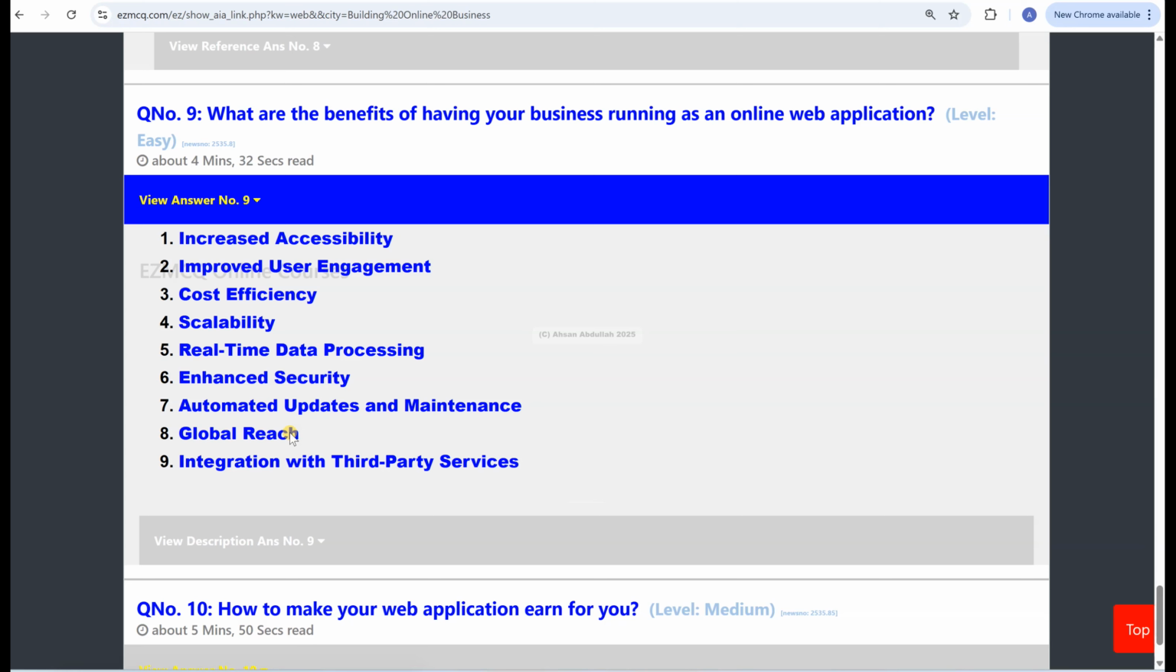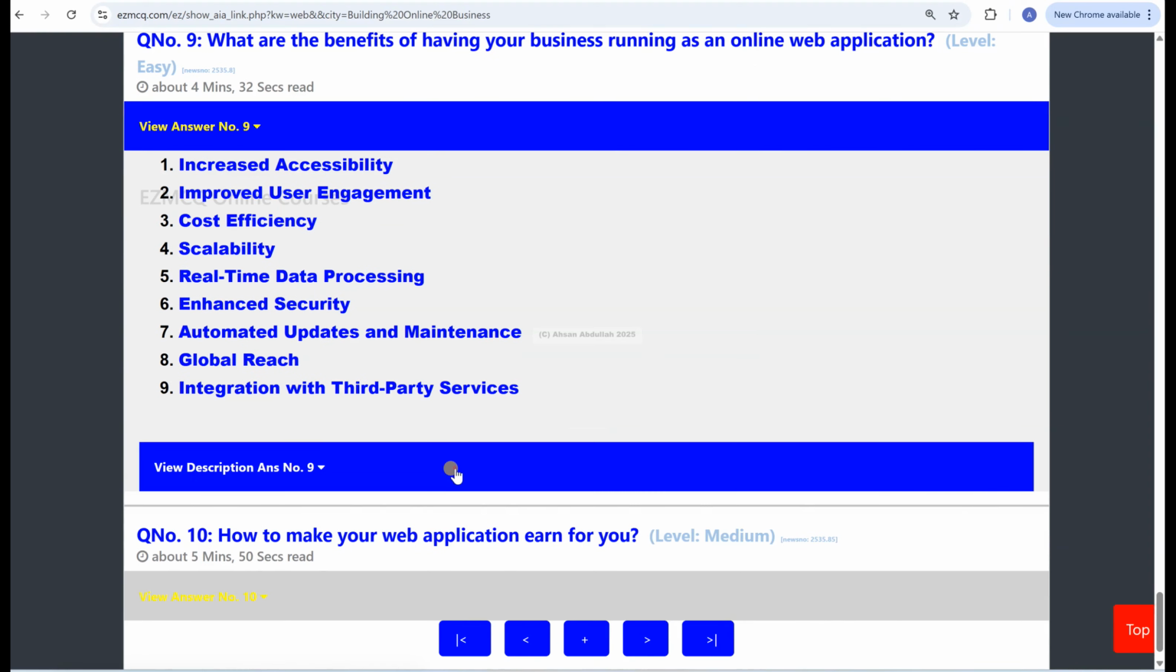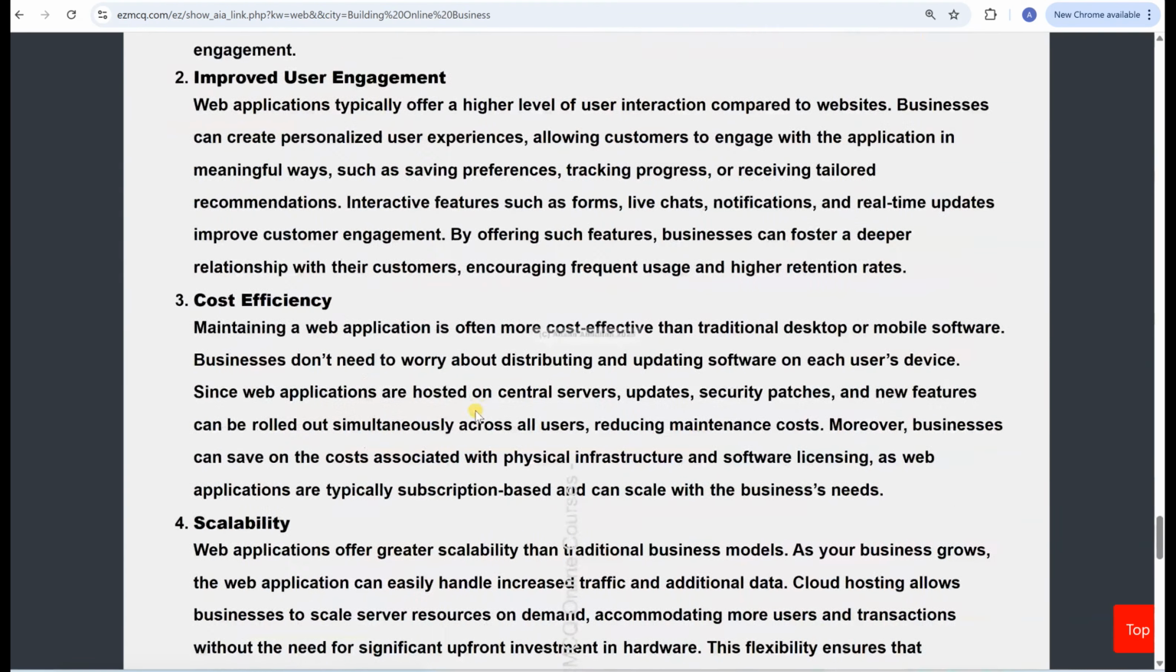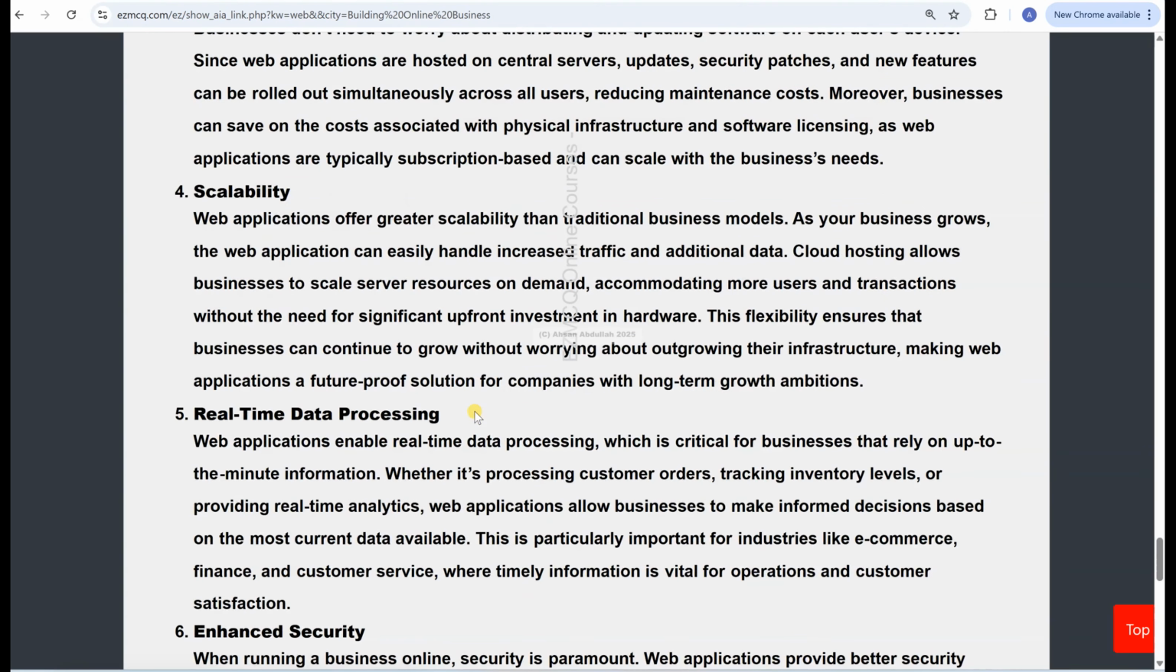Anybody can access your web application from anywhere in the world theoretically, and you have a global customer base, and you can integrate with third party services. The details are here. I'm not going through these details because I would like you to read about these things, because this course is about web applications programming. So I have added the business touch here for your benefit.